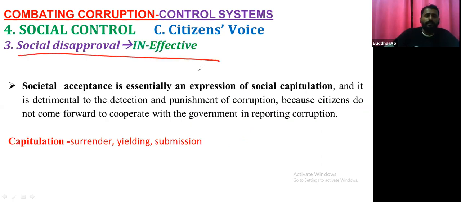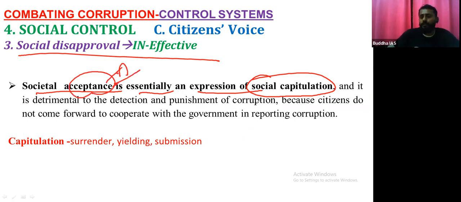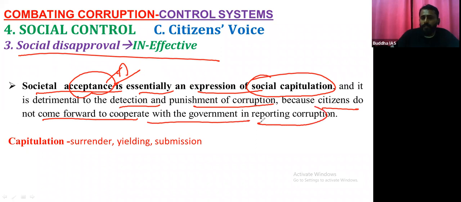Next, social disapproval is ineffective. Societal acceptance is essentially an expression of social capitulation, which means surrendering. Societal acceptance of corruption is essentially an expression of social surrendering, submission, and it is detrimental to the detection and punishment of corruption, because citizens do not come forward to cooperate with the government in reporting corruption. How many of you who have come across corruption have reported it?